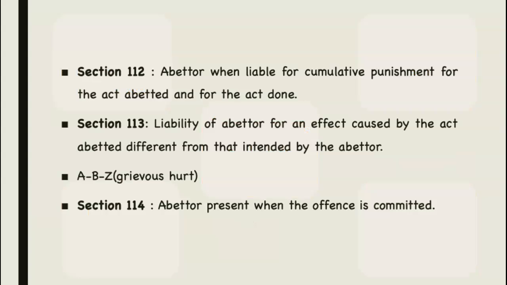Let's move forward and understand sections 112 to 114, which are pretty simple sections. So, section 112 basically talks about the abettor when liable for cumulative punishment for the act abetted and for the act done. Now, this is related to section 111. Section 112 reads: if the act for which the abettor is liable under the last preceding section is committed in addition to the act abetted and constitutes a distinct offence, the abettor is liable to the punishment of each of the offences. Section 112 is basically an extension of section 111.